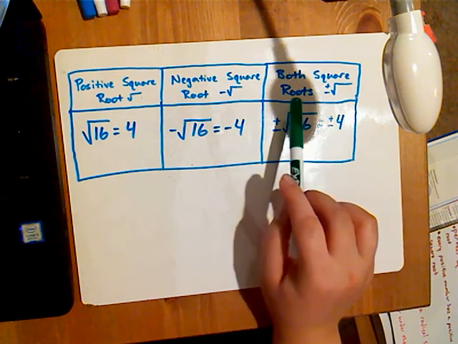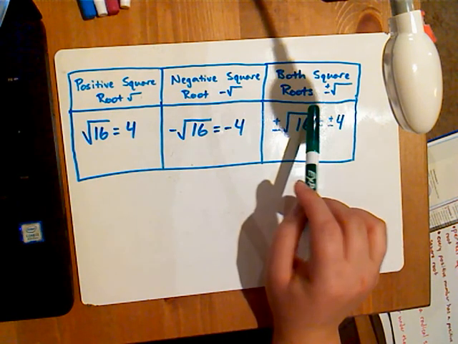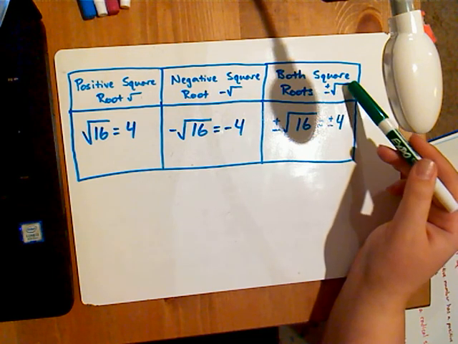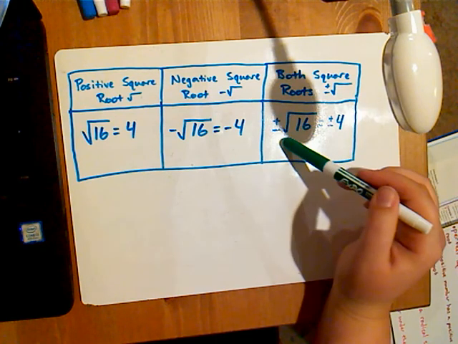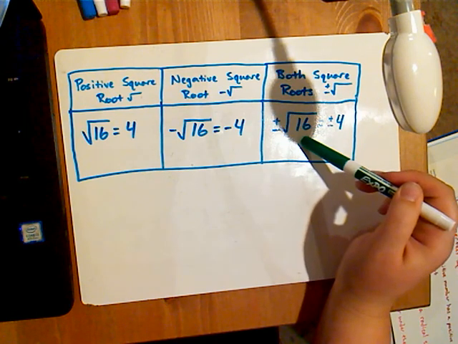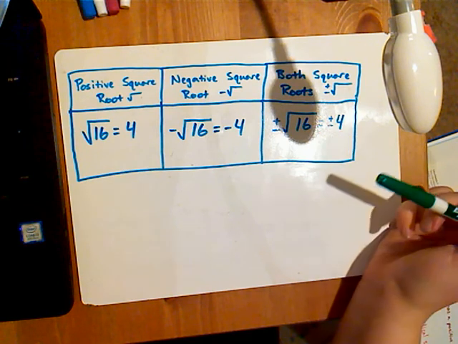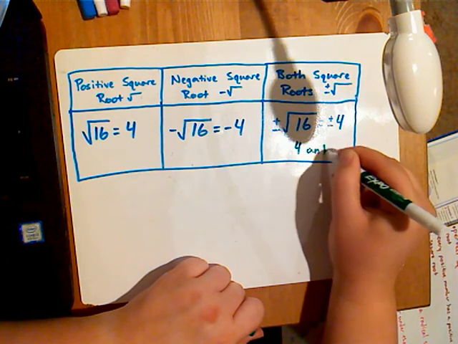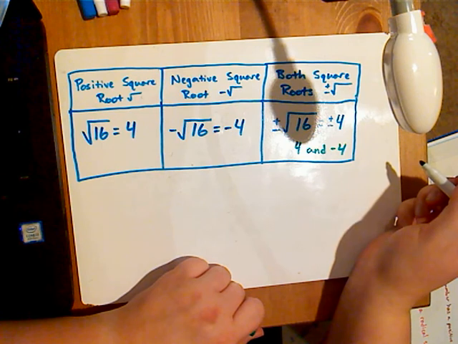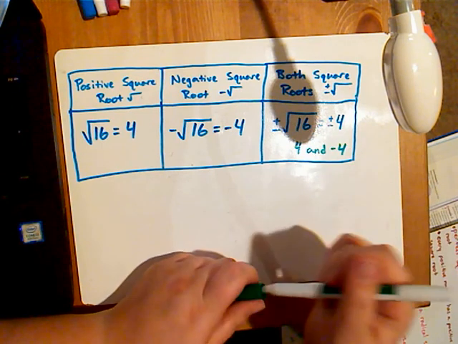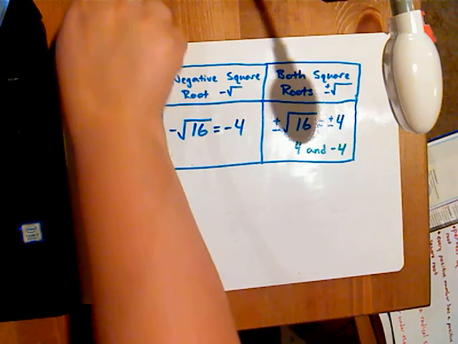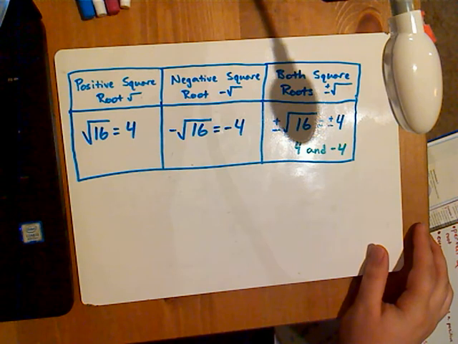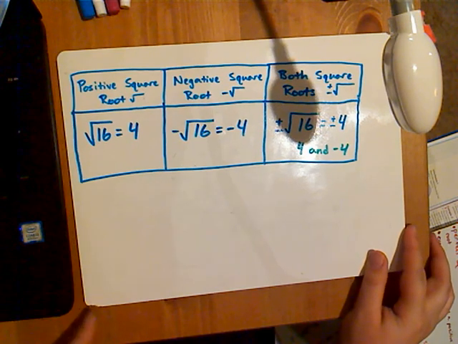If it's asking for both square roots, it's going to have the positive and negative sign with the radical sign. So positive, negative square root of 16 is going to be positive and negative 4. So you would give 4 and negative 4 as the answers. Those are some of your key terms and main ideas for this lesson.